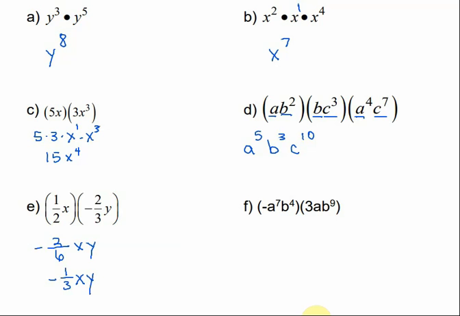Okay, in F, there's an understood 1 or negative 1 in front of this a. So negative 1 times 3 would be negative 3. A to the 7th times a would be a to the 8th. B to the 4th times b to the 9th would be b to the 13th.